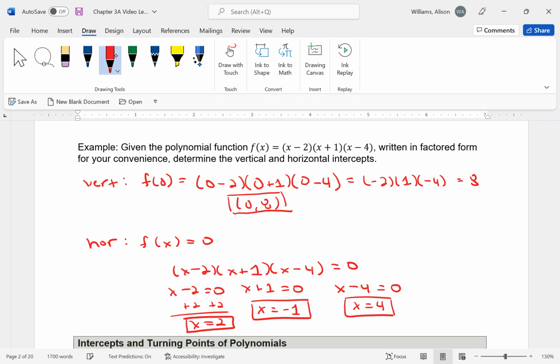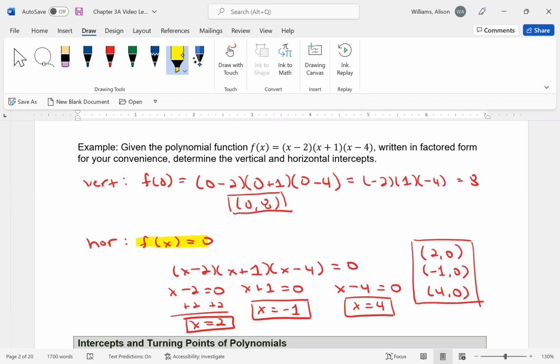We actually have 3 horizontal intercepts, and they occur at (2, 0), (-1, 0), and (4, 0). So in this case, all of the y values are 0, which makes sense. That's what f of x equaling 0 means. That means I'm taking y and setting it equal to 0.